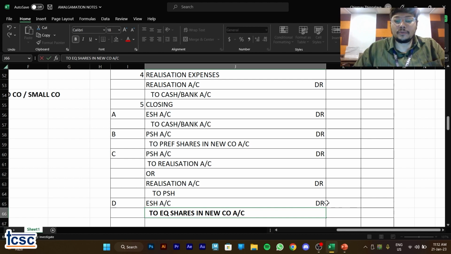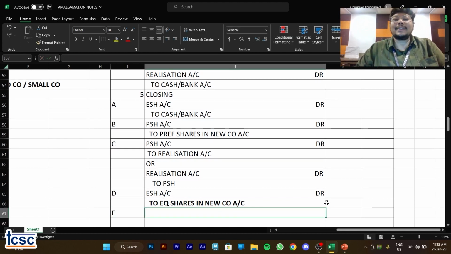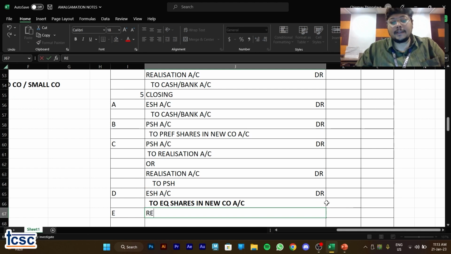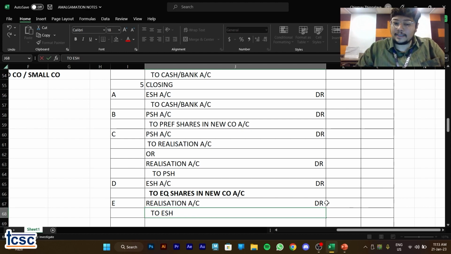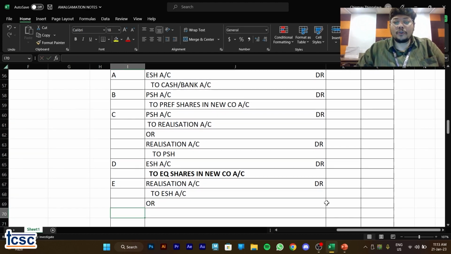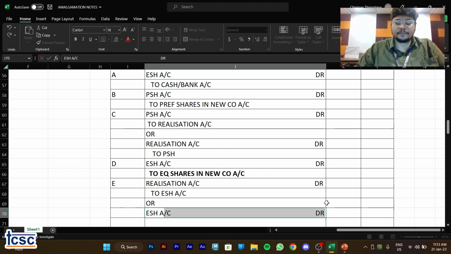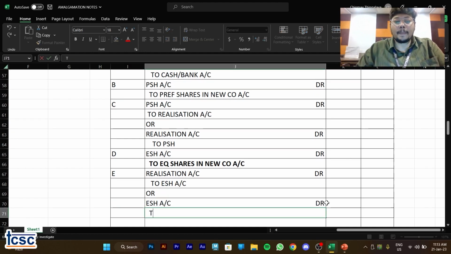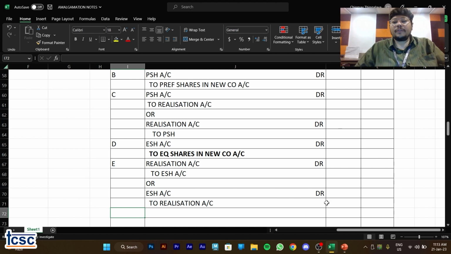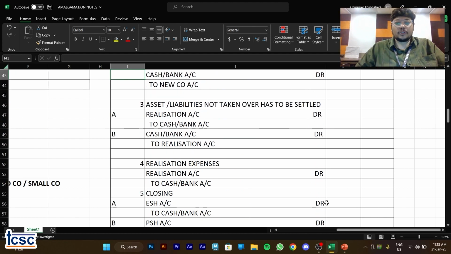And before closing ESH account, we are supposed to close realization account. The resulting effect of realization account will be profit or loss. So if it is profit, it will be realization to ESH account, and if it is a loss, it will be ESH account to realization account. So here we have learned the various different journal entries with respect to the old company's books.